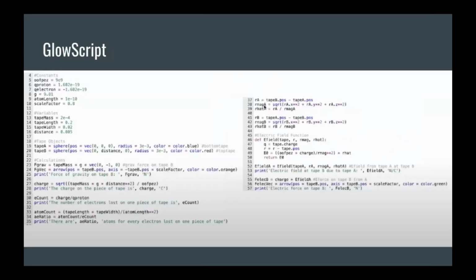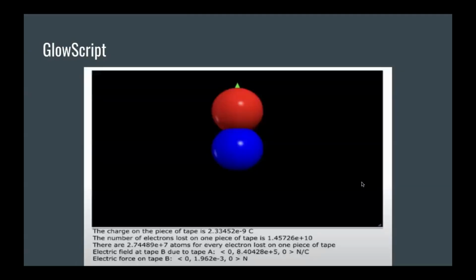And then here's my computational model in GlowScript, and the GlowScript code that I wrote out. You can see the variables of tape mass, length, width, and distance that I could all plug into my gravitational force and my Coulomb's law so that I could properly get the charge I'm looking for. Here are my results from the GlowScript computational model.